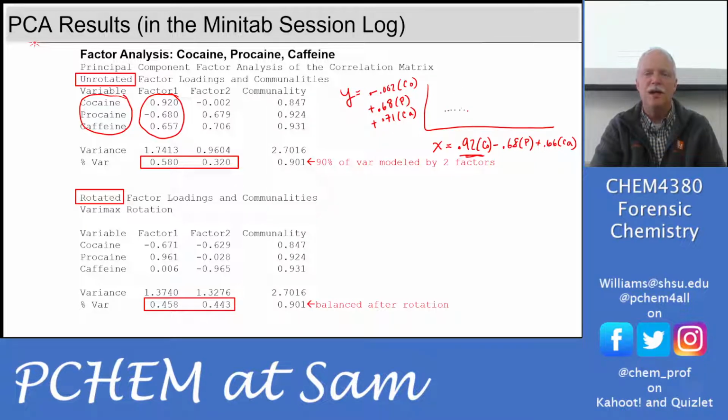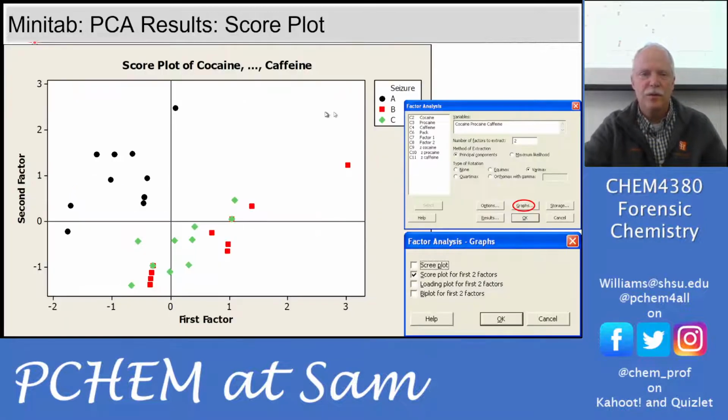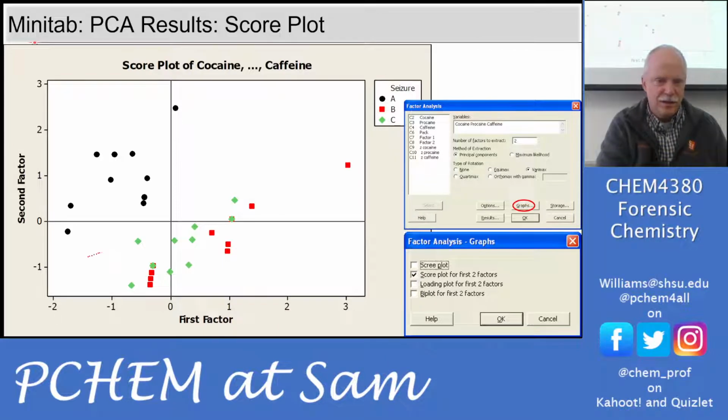And so what this is trying to do is to get our data to split out as far as possible. And so this is what we end up with. This is our score plot. It looks very much like our correlation plot of caffeine versus procaine, but this has essentially the best possible separation between these two factors.